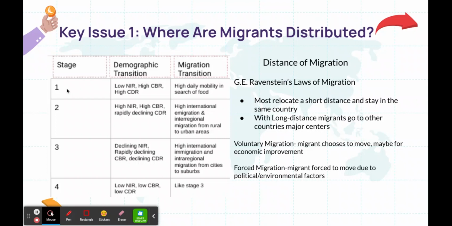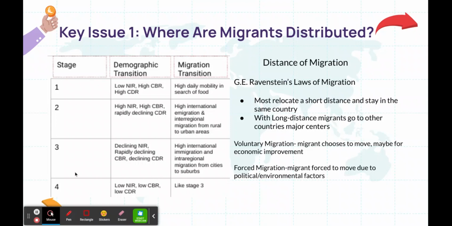In stage 1, we see a high birth rate and a high death rate. For migration transition patterns in stage 1, we see seasonal mobility in search of food. In stage 2, there's a high birth rate and a rapidly declining death rate. In the migration transition, we see high international immigration and interregional migration from rural to urban areas.